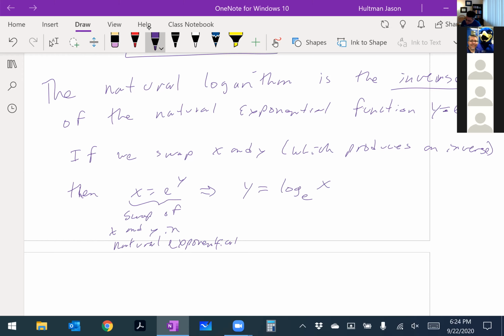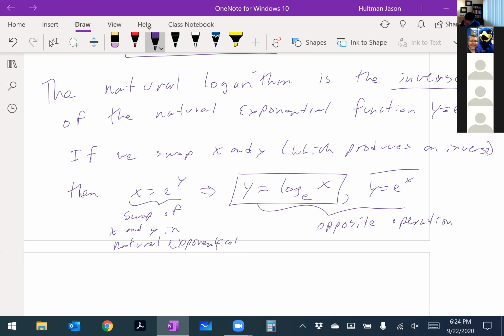Okay, and so these two equations, y equals log base e of x and y equals e to the x, are inverse operations. They are opposite operations. The natural logarithmic function and the natural base are opposites. One undoes the other. It's like adding 3 and subtracting 3. Those are opposite operations. One undoes the other.